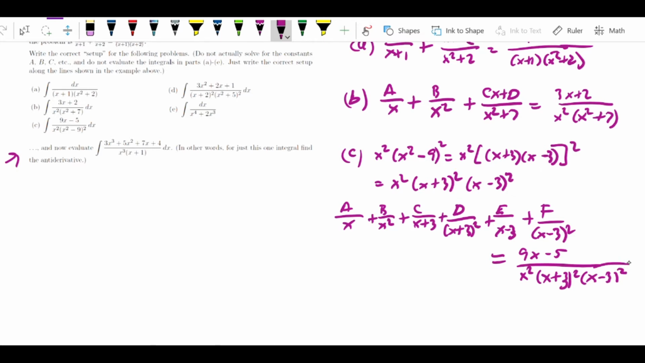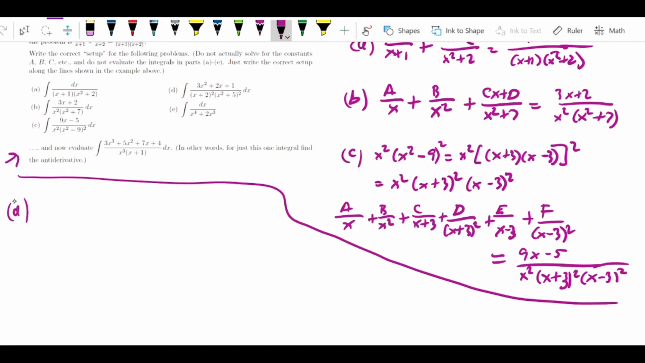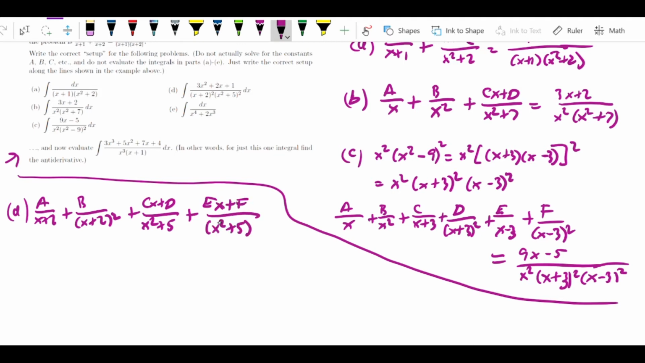Just so we can still see the problems, let's go over here and do D. So D, we have a repeated linear factor and a repeated irreducible quadratic factor. So that's going to be a over x plus 2 plus b over x plus 2 squared. That's the repeated linear factor. Plus cx plus d over x squared plus 5. And then plus ex plus f over x squared plus 5 squared.